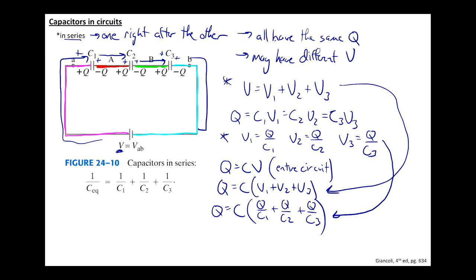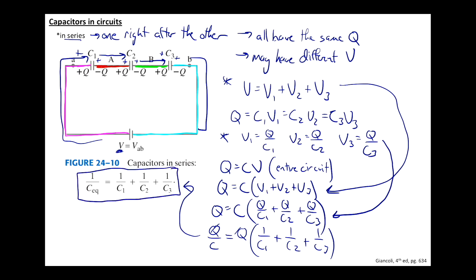Okay? So let's see, what else can we do with this at this point? I'm going to divide by the C to get it over to the other side, and then we can factor a Q out everywhere. So we're going to have Q over C equals Q times 1 over C1 plus 1 over C2 plus 1 over C3. And then the Q's cancel, and I have a relationship of just capacitances, right? So the Q's are gone, and we end up with that relationship.